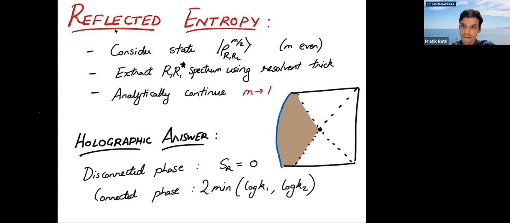Okay. Sorry. Which will be the entropy of A or B in the first case, the disconnected phase, right? Am I thinking right? Yeah, that's right.